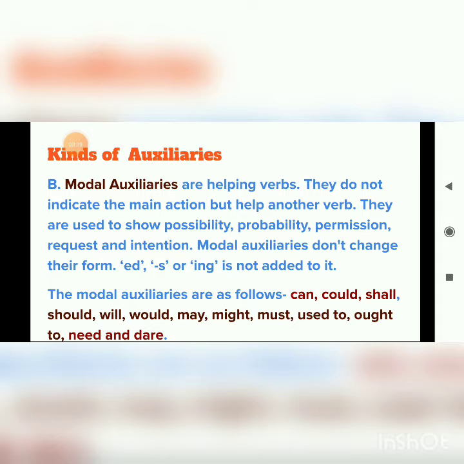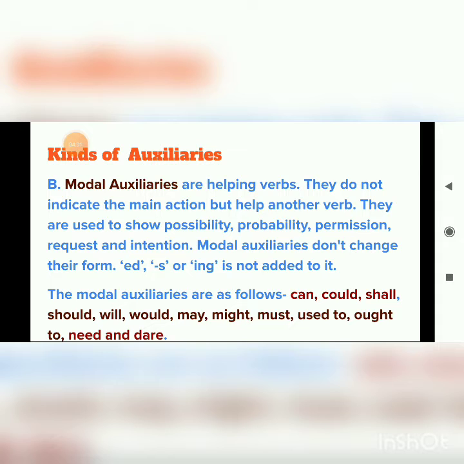Ed, s, ing is not added to it. Okay students, so what is not added to it? Ed is not added, s is not added, and ing is not added to it. The modal auxiliaries are as follows: can, could, shall, should, will, might, may, would, must, used to, ought to, need and dare. Okay students, so these are all the modal auxiliaries which we will be learning in today's video.